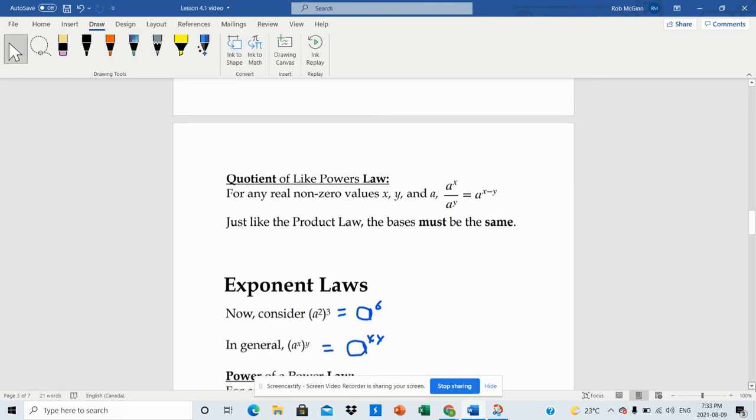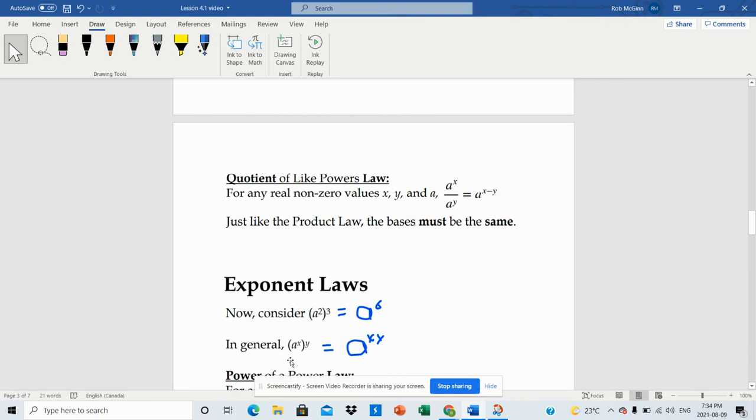Next, we're going to look at the power rule. And the power rule says that when we have an exponent that's raised to another exponent, so like this example, a squared raised to the third power, all we're going to do is multiply our exponents together. So in this case, we do 2 times 3, which is 6. So a squared to the third power is going to be a to the sixth power.